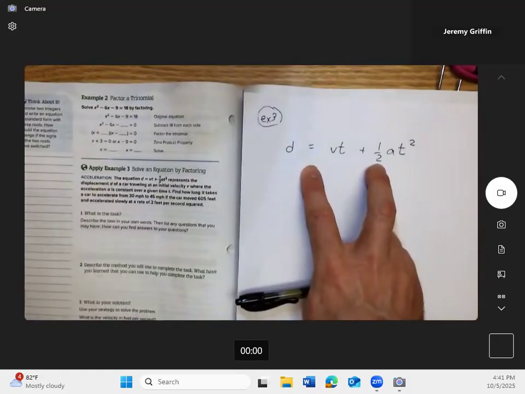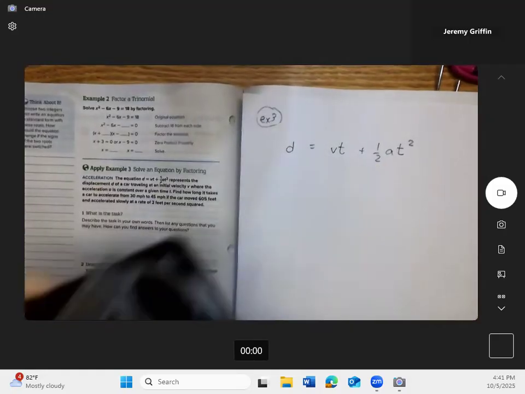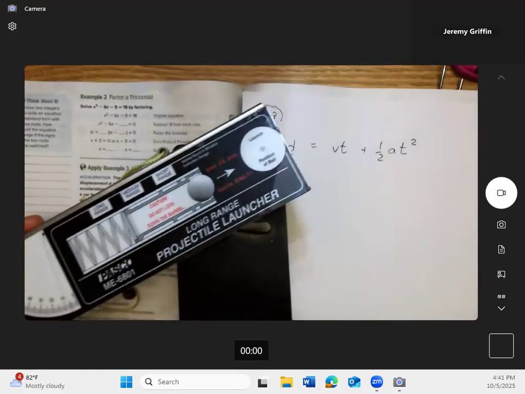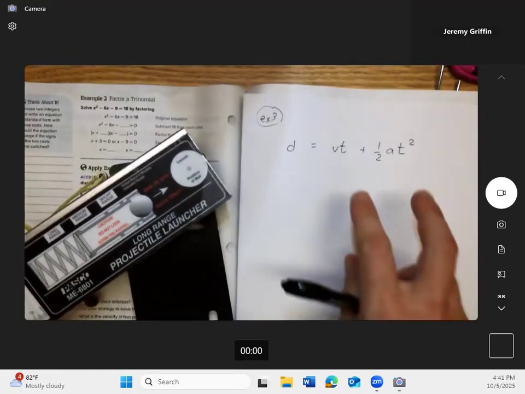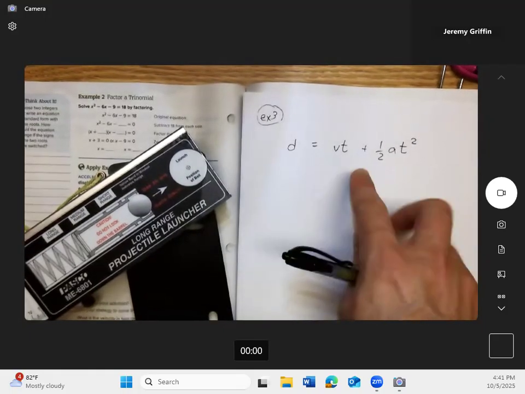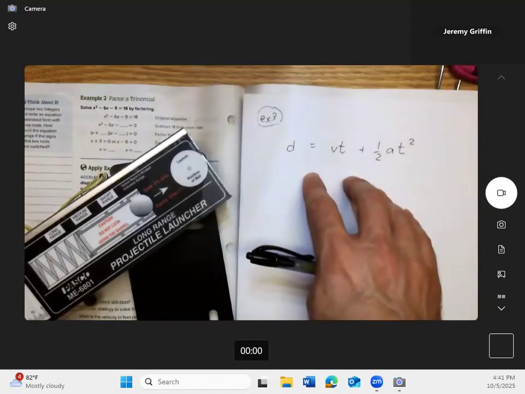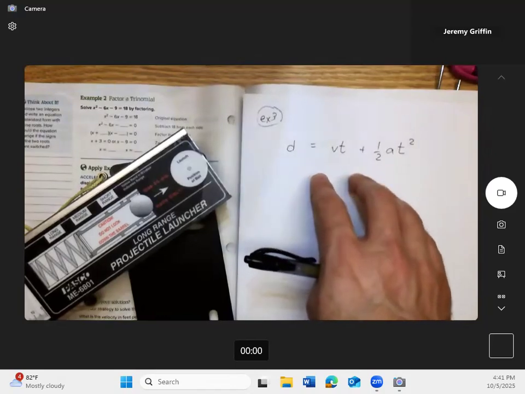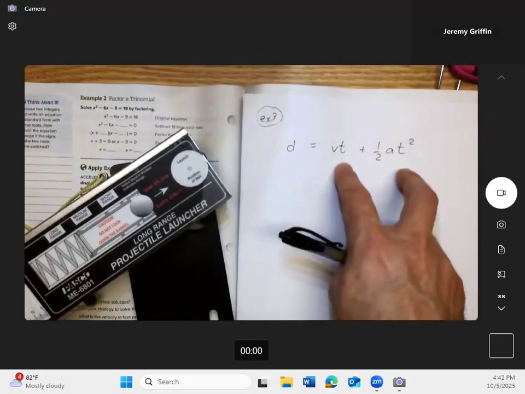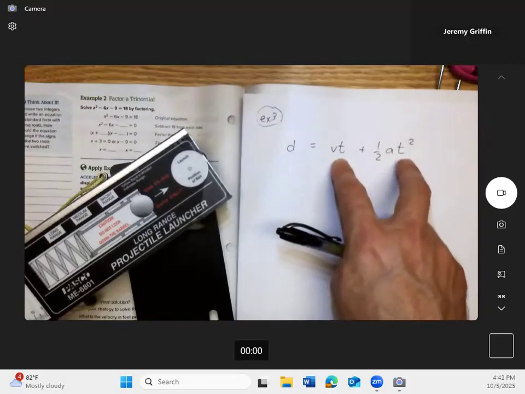Before I even go on, doesn't that look really similar to what we did the other day with these projectile launchers? You guys remember these? I had you take these off the balcony and fire them off. You were using a stopwatch to measure how much time it took the ball to reach the ground. And I also had you set up an equation that looked very close to this. So you could apply the quadratic formula and solve for t that way.